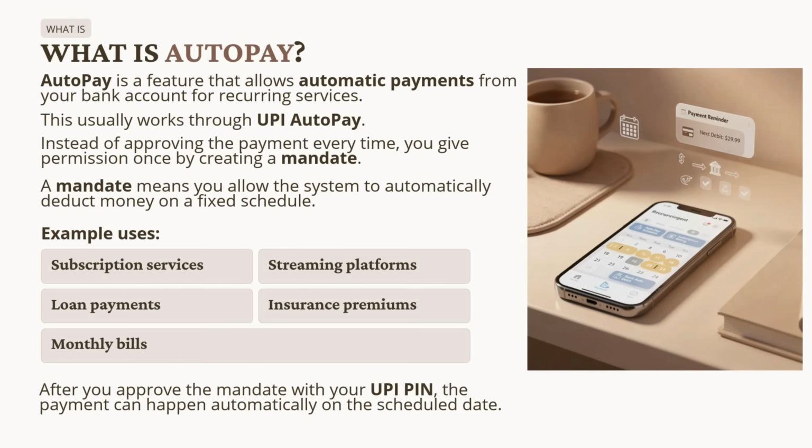Now we will see what is AutoPay. AutoPay is a feature that allows automatic payments from your bank account for recurring services. This usually works through UPI AutoPay.